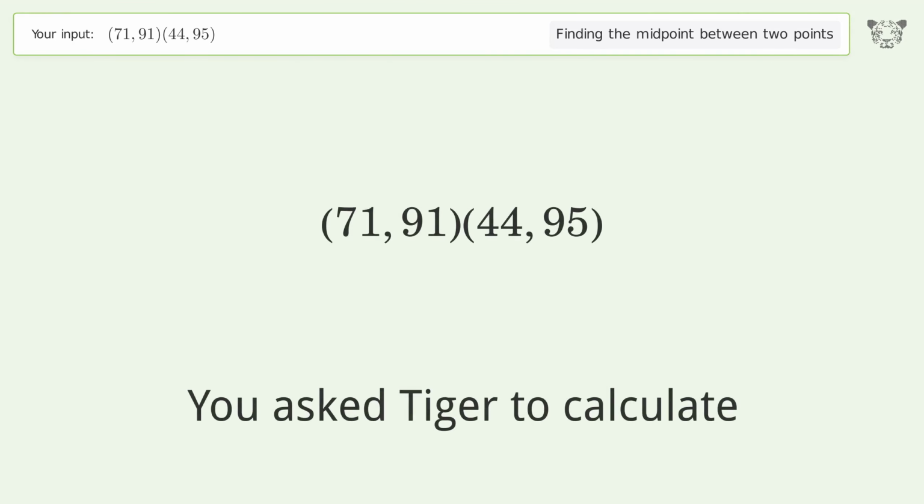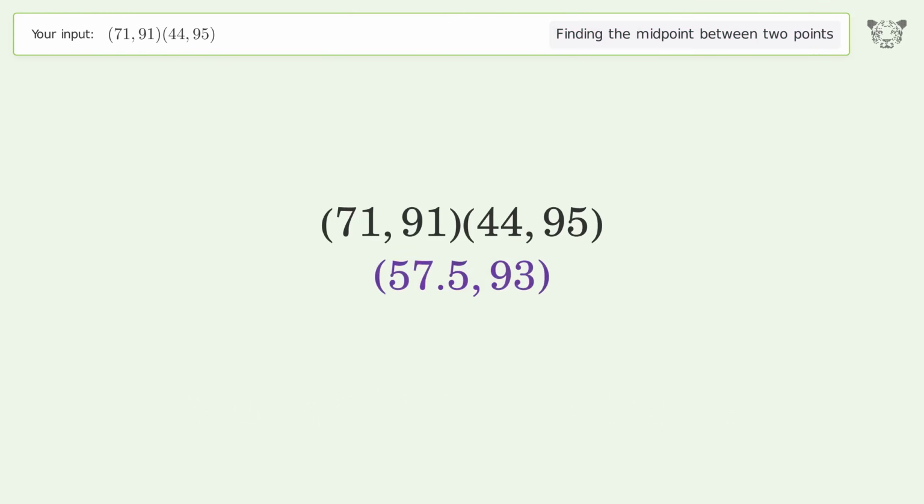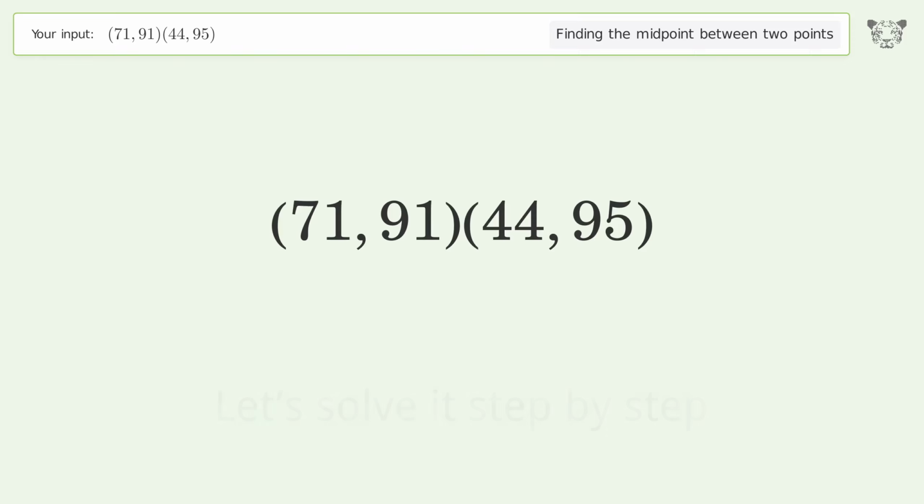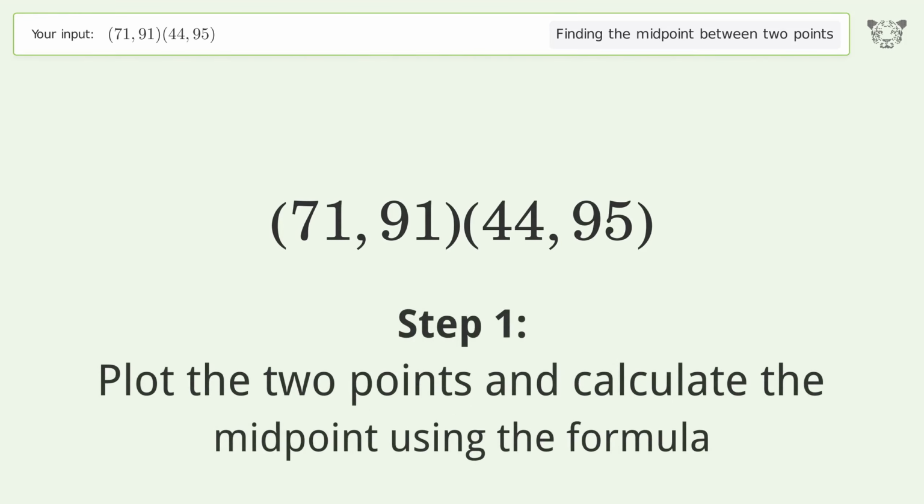You ask Tiger to calculate. This deals with finding the midpoint between 2 points. The midpoint between the 2 points is 57.593. Let's solve it step by step. Plot the 2 points and calculate the midpoint using the formula.